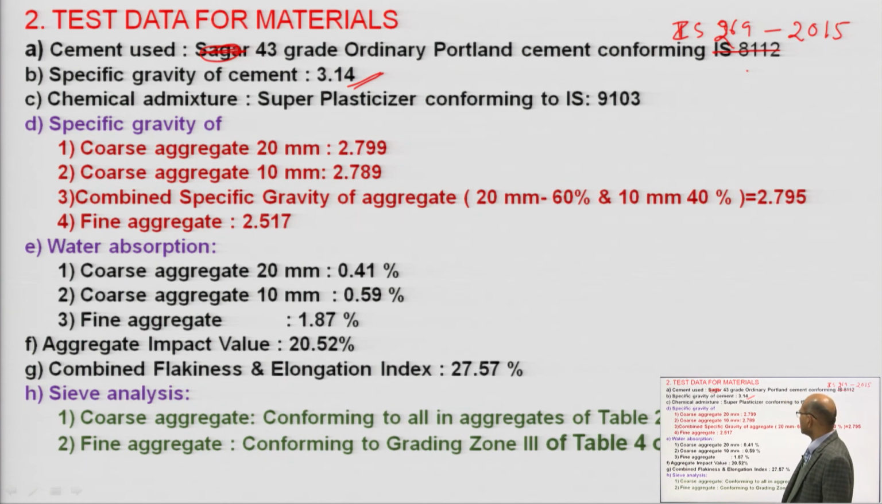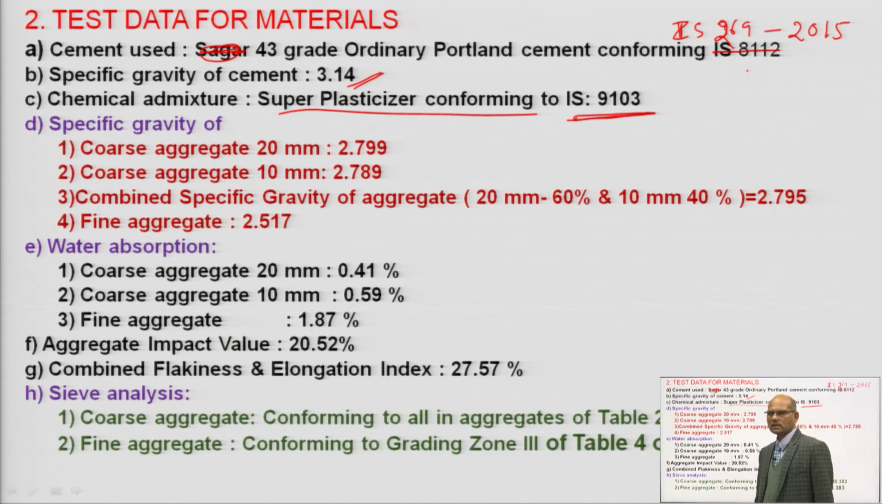For the specific gravity of chemical admixtures, we are using a super plasticizer conforming to IS 9103. This code also you are supposed to refer to while you are thinking regarding designing any mix. The specific gravity of coarse aggregate 20 mm is 2.799, coarse aggregate 10 mm downside is 2.789, and the combined specific gravity of aggregate, say 60% is 20 mm and 40% is 10 mm, is 2.795.